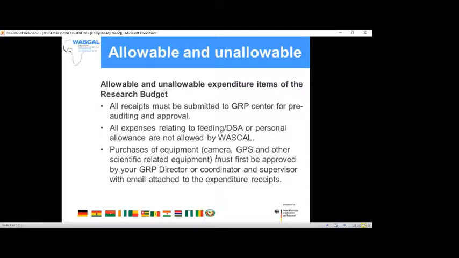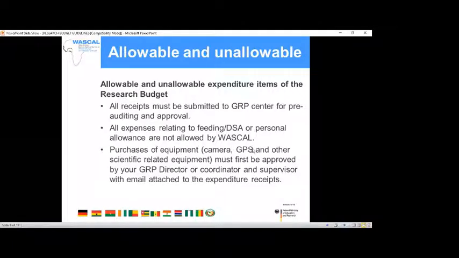You don't need to pay yourself DSA, because that's why you are on stipend. Or you go to Mama Put and eat amala. That will not be allowed. That's personal expenses. It doesn't have any relationship with the field work. So you must justify all the expenses and ensure that they are reasonable.